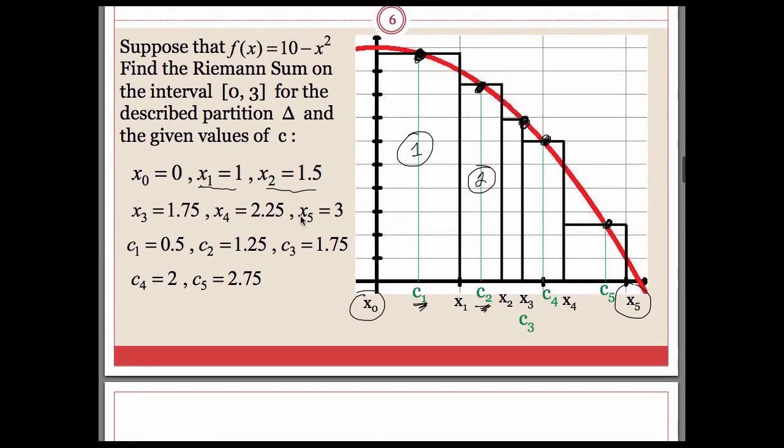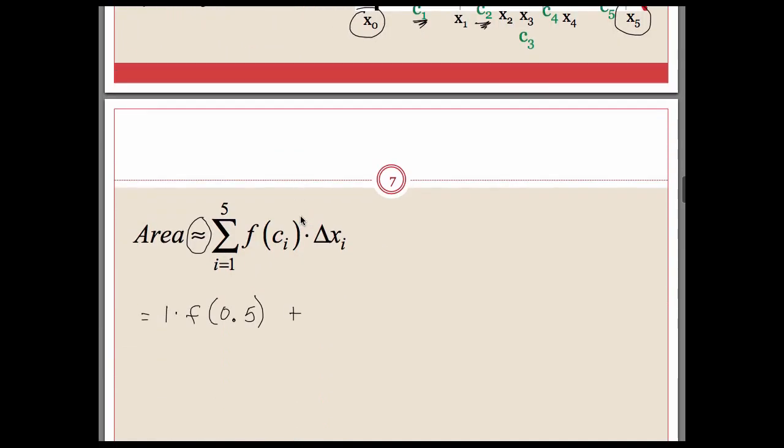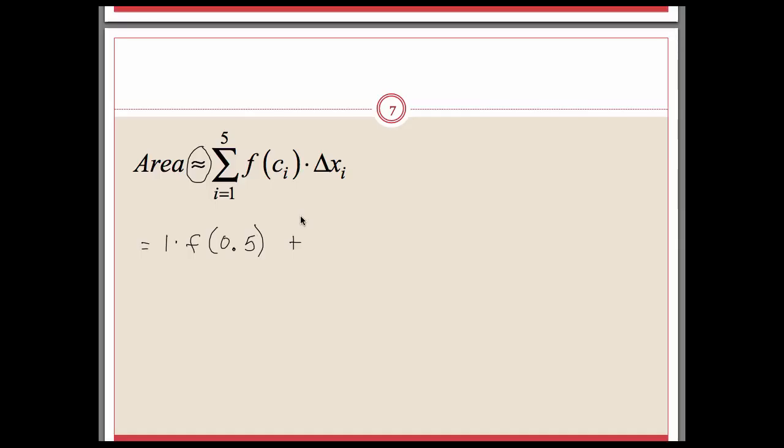Second rectangle goes from x1 to x2. So that has a width of a half. And the height of that rectangle we're going to get by substituting c2, which is equal to 1.25, into the function. So we have a width of a half times the function value evaluated at 1.25. That's giving us the height of that second rectangle.